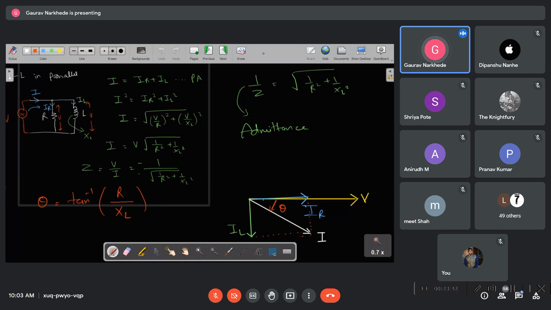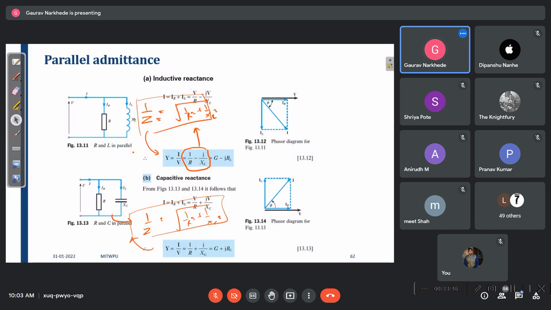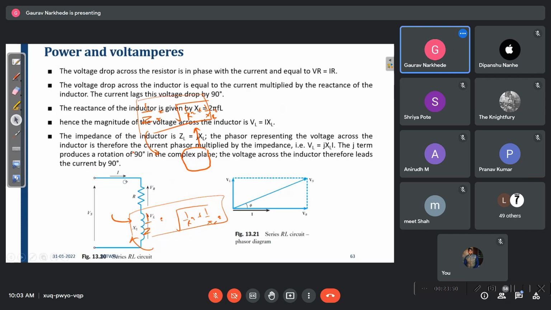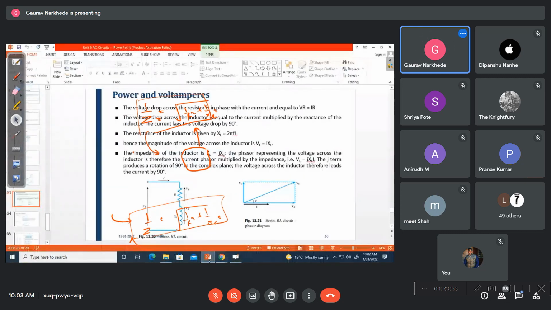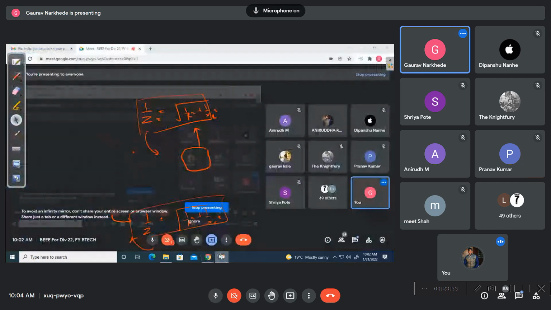So this was unit number 6 for you. Any difficulty, anyone, you can just ask me. Any difficulty, anyone? Hello, guys. No difficulty, no one?